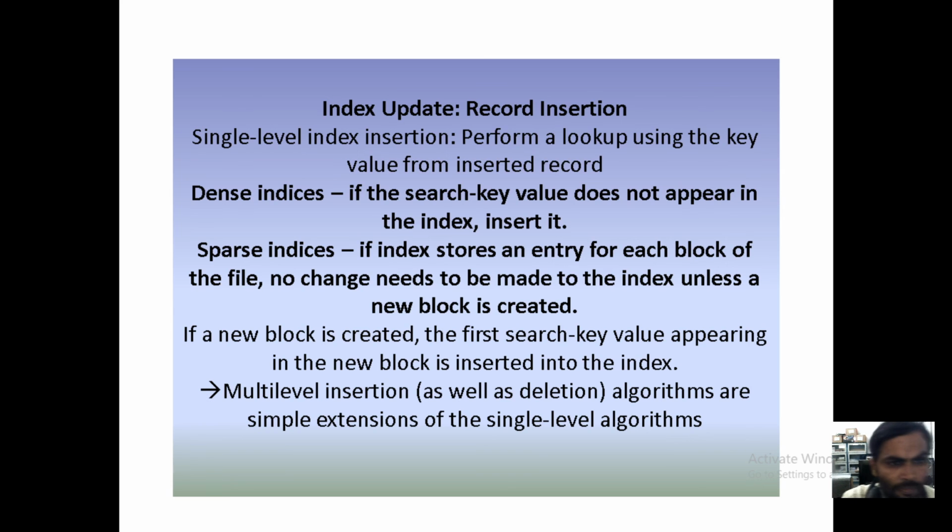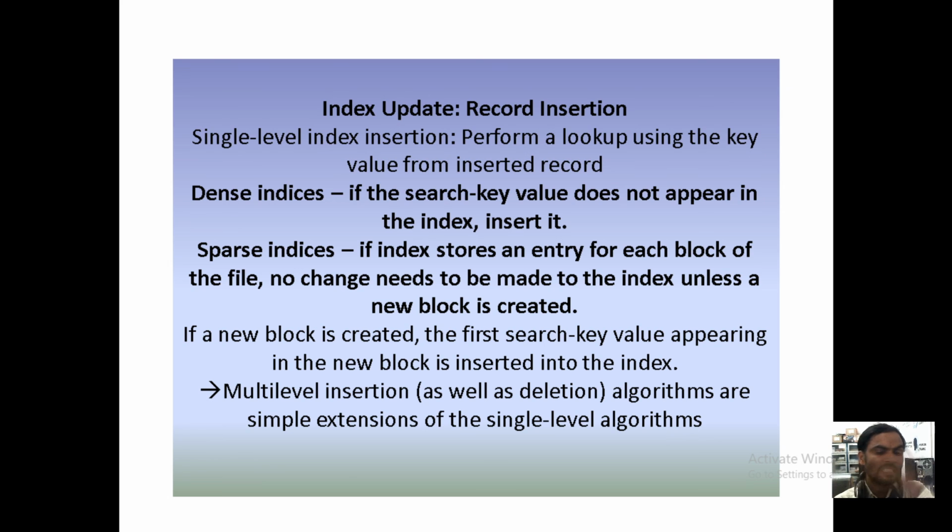Now for index update with record insertion, single level index insertion is performed by looking up the key value, and inserting the record is very easy. In dense indices, if the search key does not appear in the index, inserting is very easy. Coming to the sparse index, if the index stores an entry for each block of the file, no change needs to be made in the index unless a new block is created.